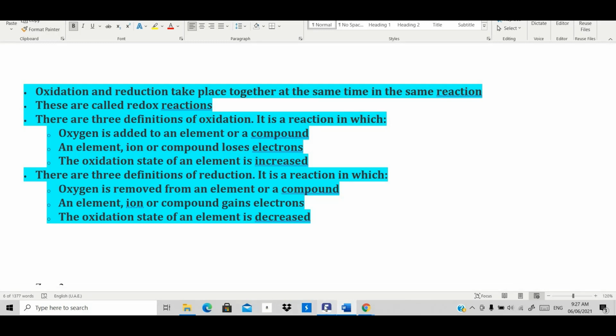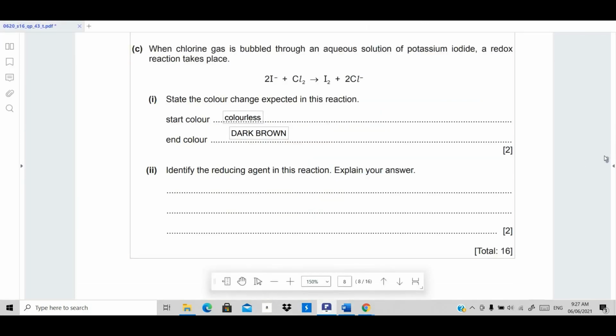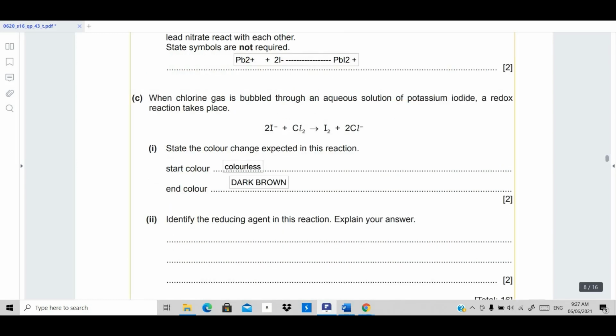Now, for example, to identify the reducing agent in this reaction, you can see from I minus we are getting I0, and from Cl2 we are getting Cl minus. Here the oxidation state is decreasing for chlorine, and the oxidation state is increasing for 2I minus, which becomes I2. This means it is becoming oxidized and it is called a reducing agent.